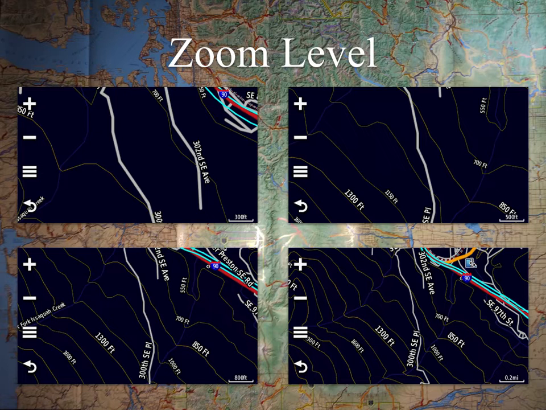And with any of these zoom levels, one of the things you do have to keep in mind is your icon. You are at the middle of your icon. So especially when you're zoomed out further, if you're at 2/10 of a mile and your icon is almost half that size, your icon is a tenth of a mile big. It's at the middle of that.